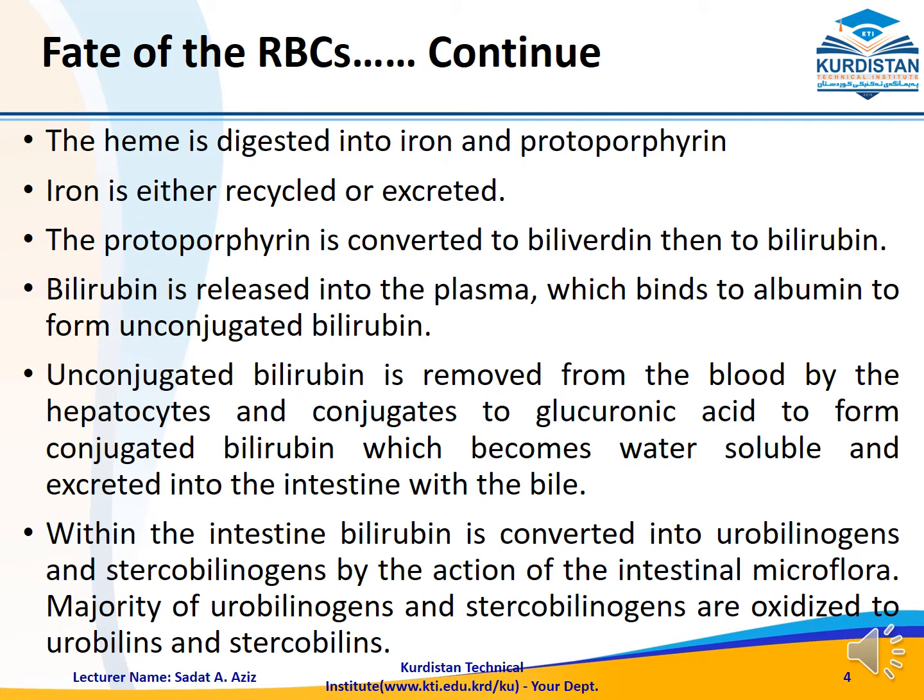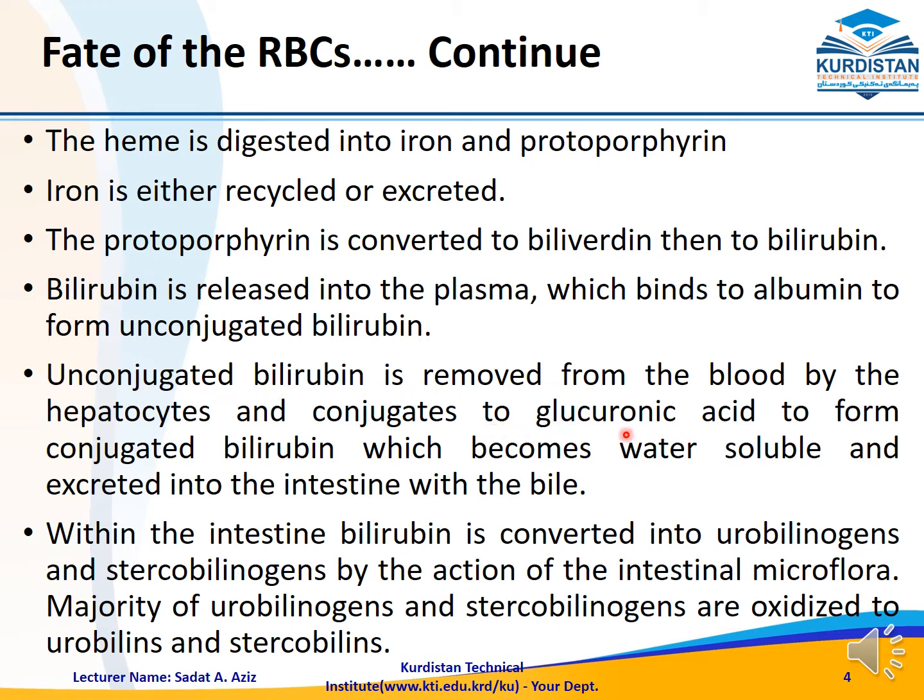While heme is digested into iron and protoporphyrin ring, iron is either recycled or excreted mainly through the kidney, while within the macrophage, protoporphyrin is converted to biliverdin, then to bilirubin. The bilirubin is released into the plasma. Within the plasma, bilirubin combines with the albumin to be transported through the blood into the liver. The combination between albumin and bilirubin is recognized as unconjugated bilirubin.